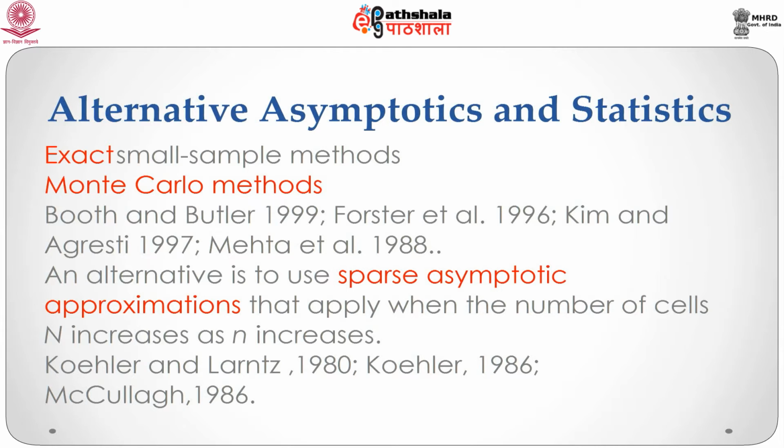1988. A third alternative exists, which is to use sparse asymptotic approximations, not the standard kind of asymptotics, but asymptotics that apply when the number of cells capital N increases as the total number of observations small n increases. For details of such asymptotics, you are referred to the papers by Koehler and Larntz 1980, Koehler 1986, and McCullagh 1986.